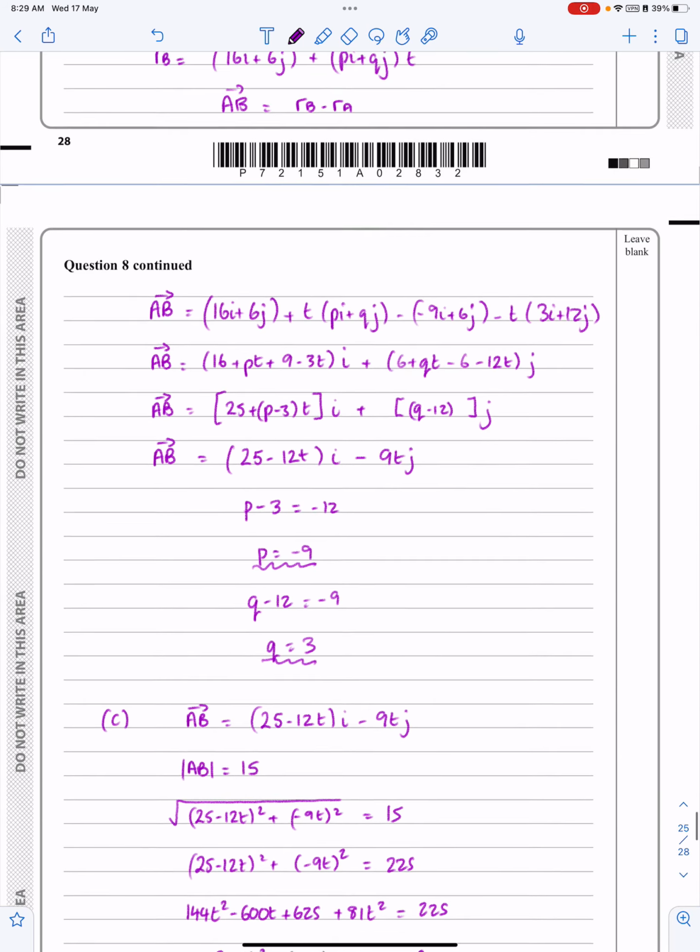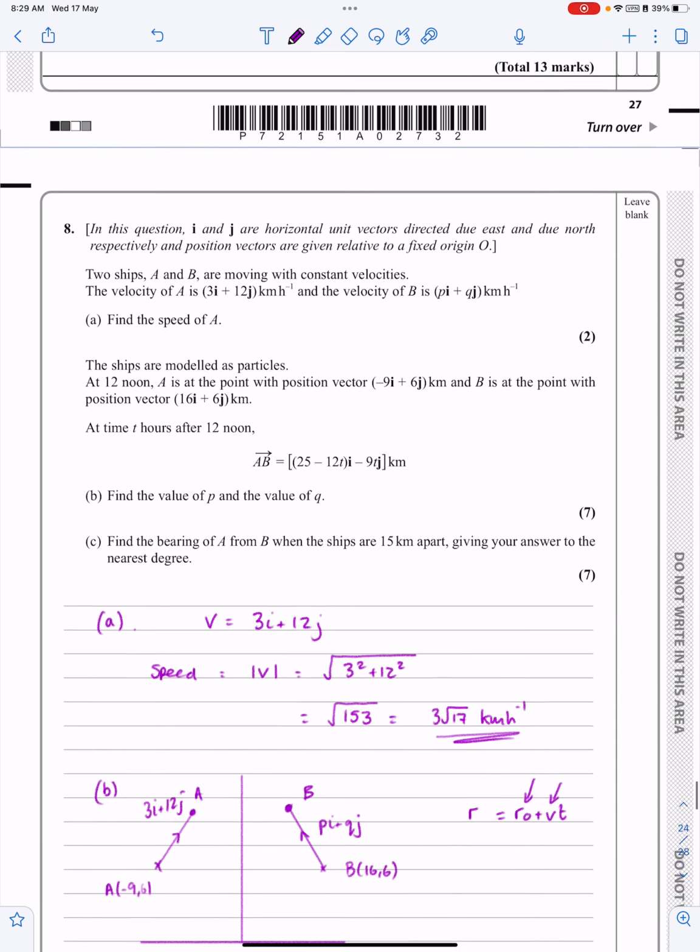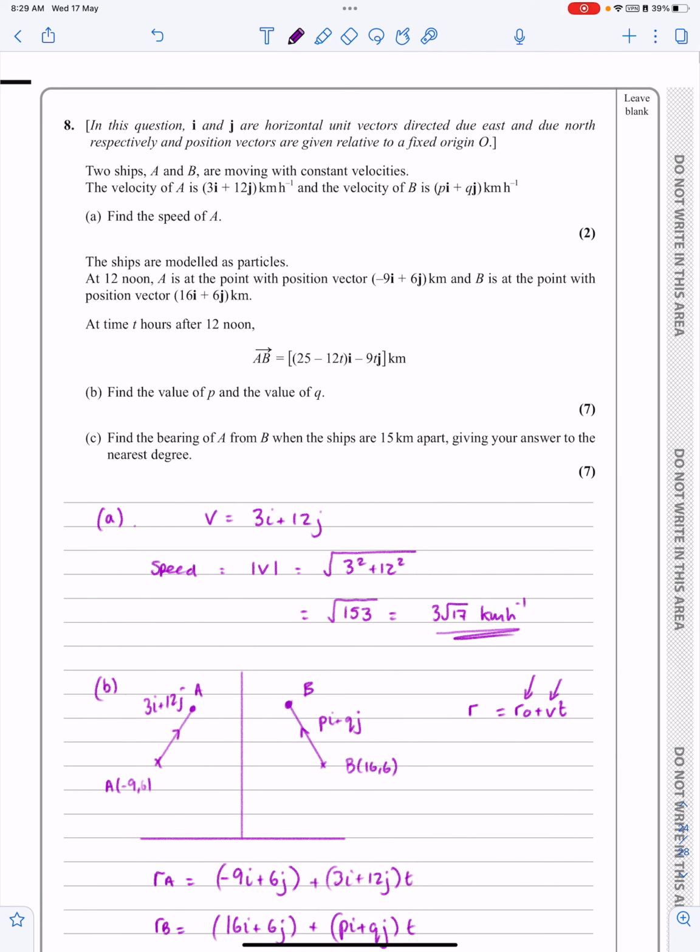Not a bad vectors question to finish off this paper. I think we've had harder ones in the past, and hopefully that makes sense.